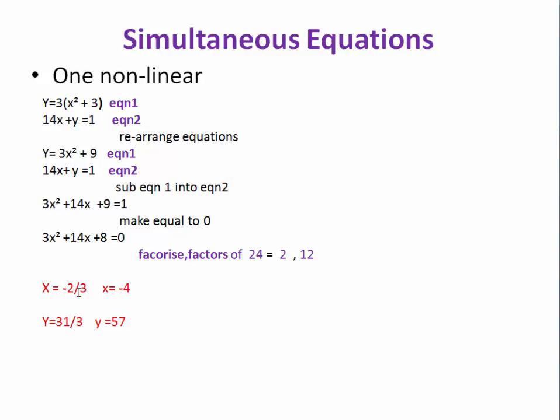X equals minus 2 divided by 3. And this would be minus 12 divided by 3, so x equals minus 4. So x equals minus 2/3 and x equals minus 4. Substitute that into one of the equations. So when x equals minus 2/3, y equals 31/3. And when x equals minus 4, y equals 57.